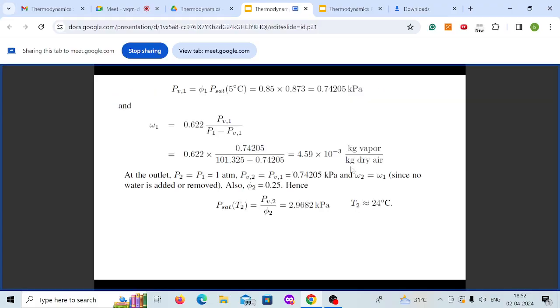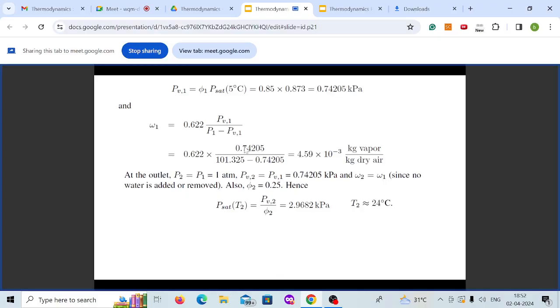Similarly, we know the dry bulb temperature and relative humidity, so we can find the partial pressure of water vapor. This is relative humidity times the saturation pressure at 5 degrees Celsius. So 0.85 is your relative humidity, and this gives you 0.74205 kilopascal. That is your partial pressure of water vapor at inlet.